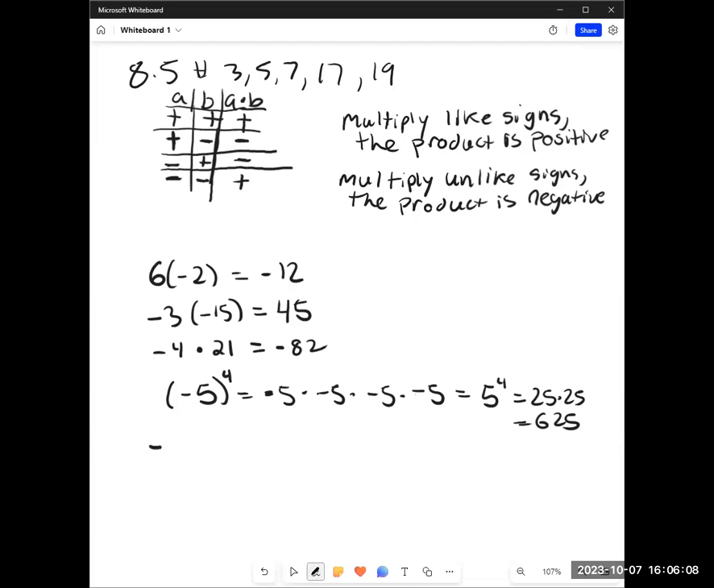Now let's look at negative 4 to the 2nd. No parentheses this time. So this is the same as the opposite of 4 times 4, because that multiplication happens after these exponents. So that's the opposite of 16, which is a negative 16.